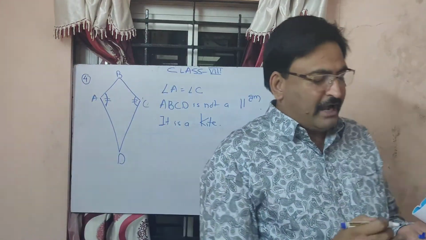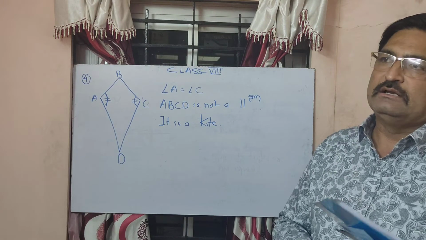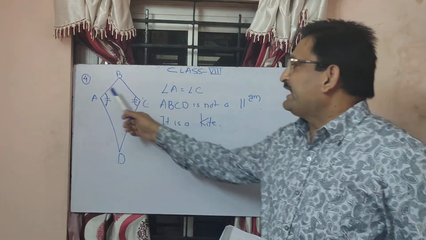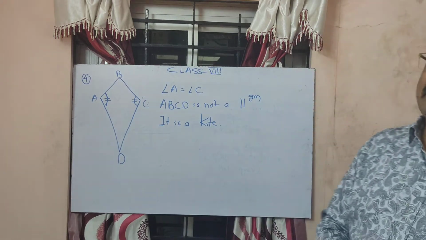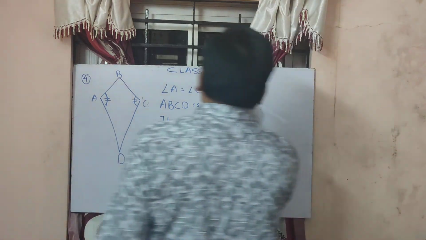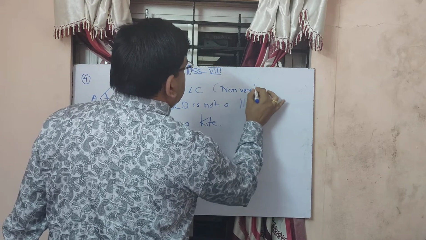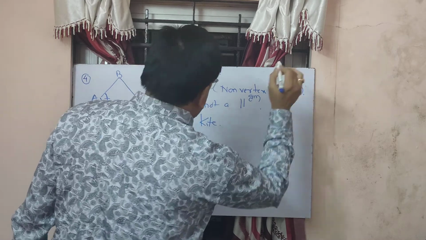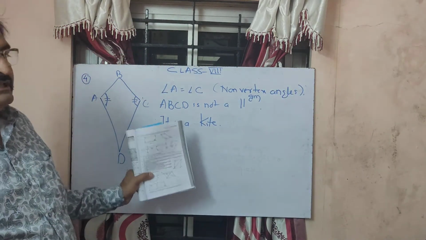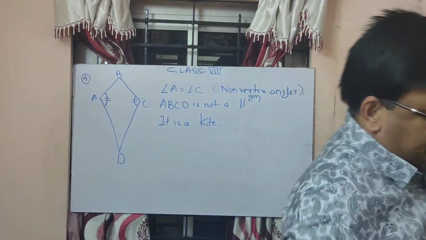The property of a kite is what? One pair of opposite angles are equal. A and C are called non-vertex angles. So this should be a kite. So this is the answer for the question.